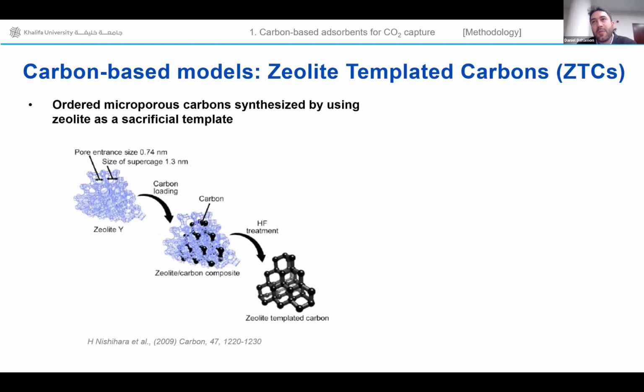Now, for the other family I was mentioning before, we have zeolite-templated carbons. As the name says, basically you will use a zeolite as a sacrificial template, and after loading some carbon inside the material and using some treatment with hydrofluoric acid, you will have the negative part of the zeolite, which will also have some additional features or additional properties that can be beneficial for CO2 capture, especially in the micropores.